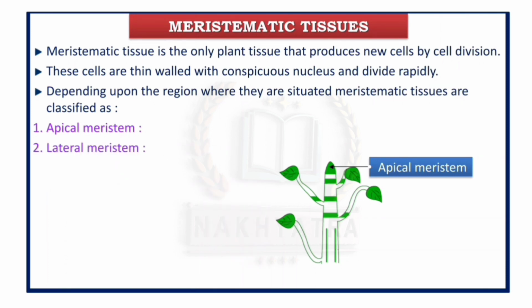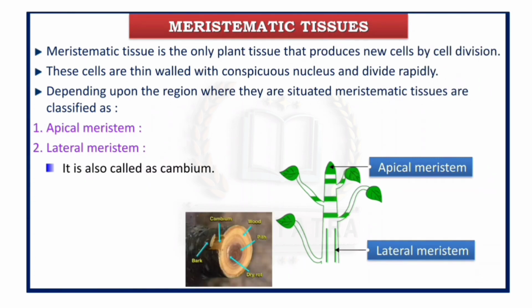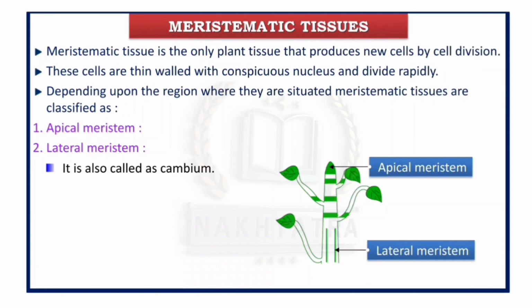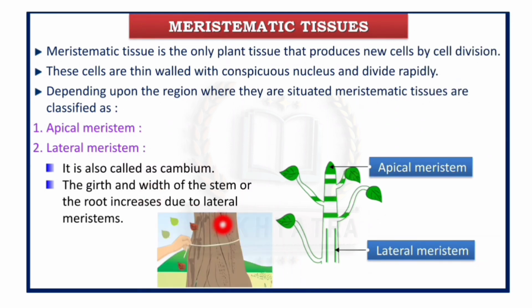Now let us see the lateral meristem. This lateral meristem is located, as you can see here, in the stems and roots on the lateral side. Alright, and it is also called as cambium. The girth and width of the stem or the root increases due to lateral meristems. So the girth and width of the stem or the roots increase due to these lateral meristems.